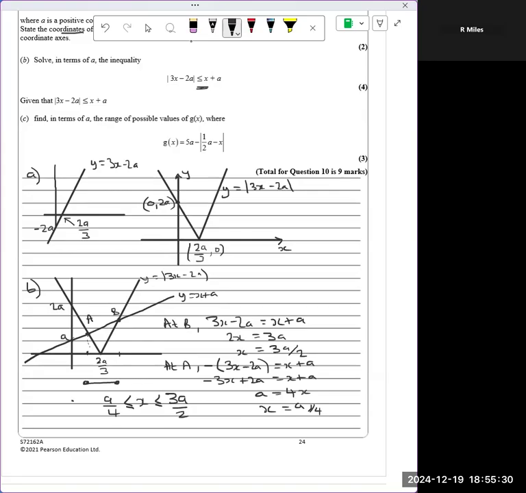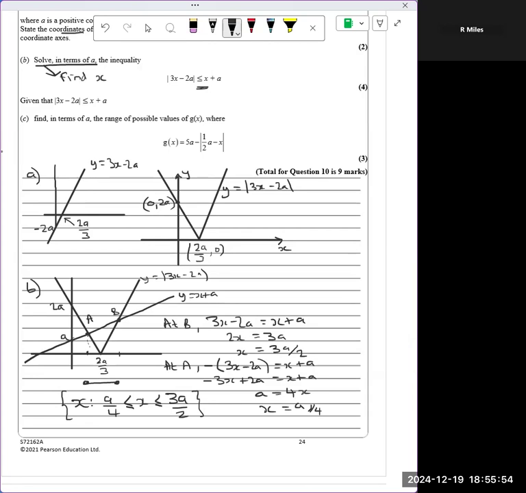Okay, if you want to use set notation, you can. It hasn't actually specifically asked for it, but that would be the set notation. Some people got confused about this expression, solve in terms of a. By solve, it means we want to find x, because it's an equation in x.